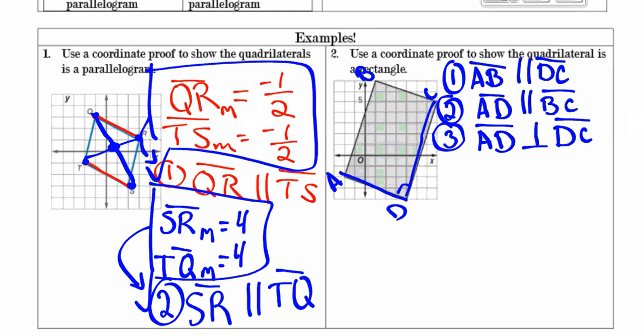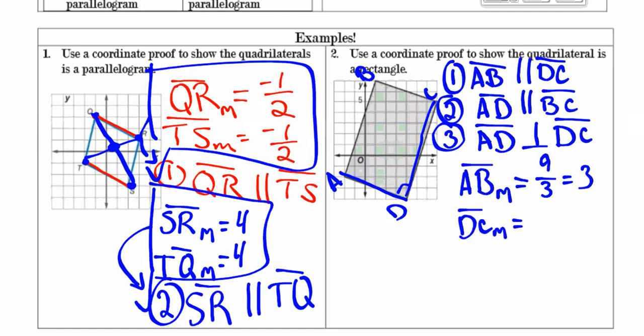So I'm just going to show a whole bunch of slopes. AB, the slope of that guy looks like we're going up 1, 2, 3, 4, 5, 6, 7, 8, 9, and over 3, so 9 over 3 equals 3. DC has a slope of 3 also. AD has a slope of negative 1/3. And BC has that same slope of negative 1/3.